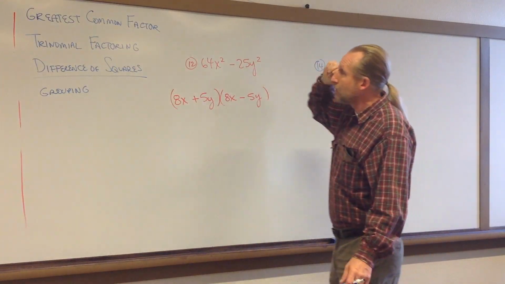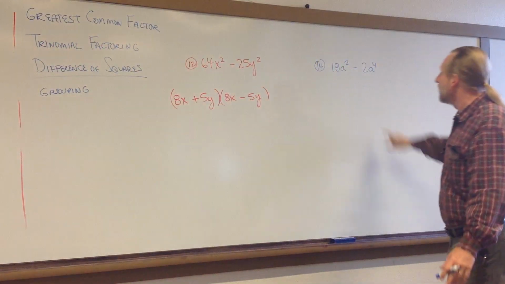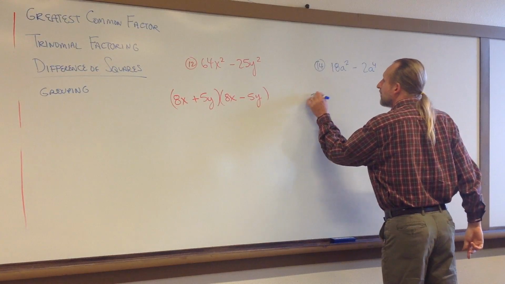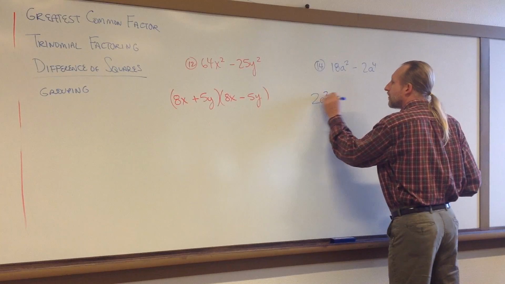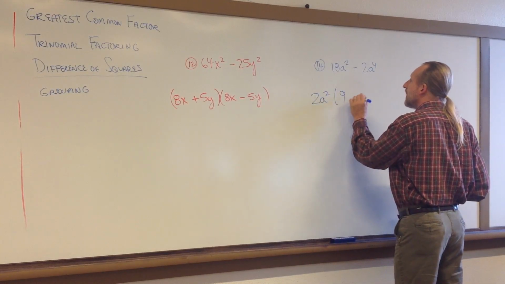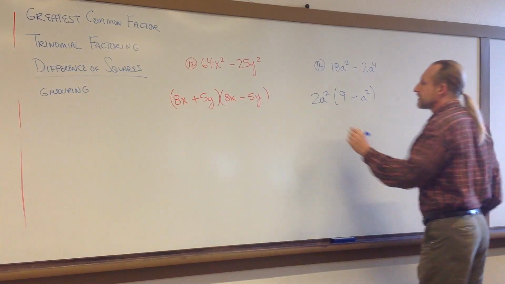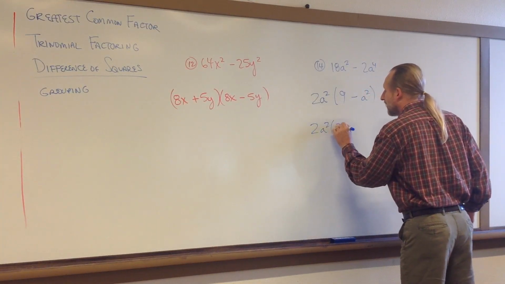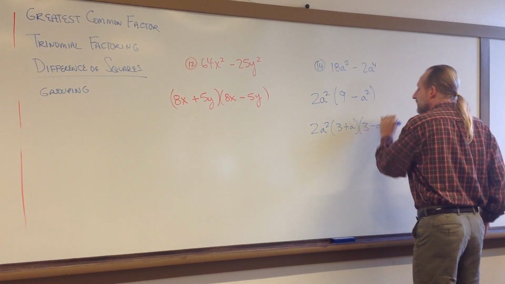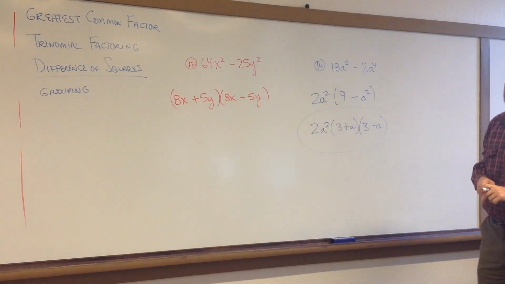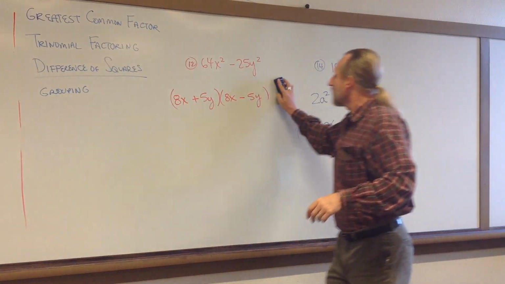So the first thing I would recommend that you look for is a greatest common factor, because that'll just make all the numbers smaller. We've got a common factor of 2 here in the coefficients. We can also factor out a squared from the variables. That'll leave us with 9 minus a squared. Now, what's inside there is a difference of squares. And so we can factor that as 3 plus a times 3 minus a. And so there's the factorization for the original expression in problem 14.